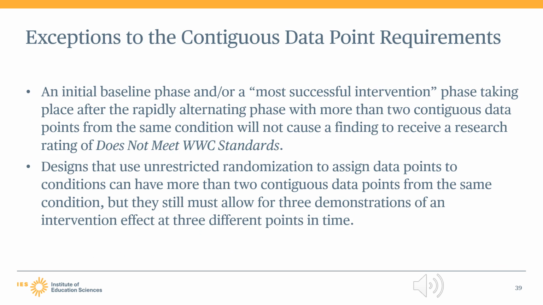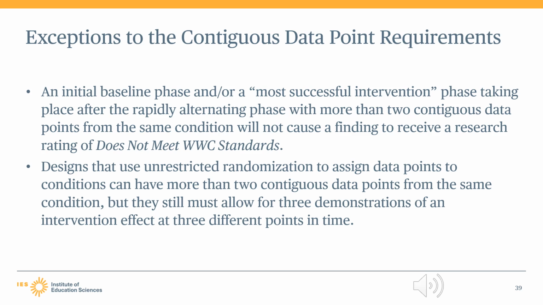The first exception is that the WWC standards for alternating treatment designs do not apply to the baseline phase or a most successful intervention after the rapidly alternating phase. More than 2 contiguous data points within either of those conditions do not cause the finding to receive a research rating of does not meet WWC standards. However, they also do not count for the minimum number of data points for the design to meet the WWC standards.